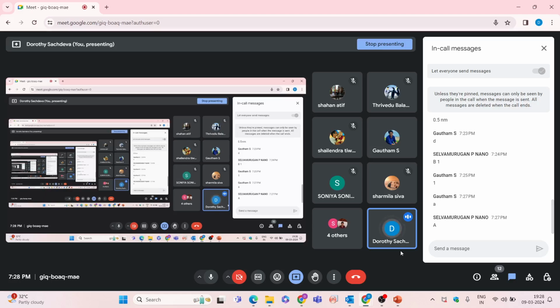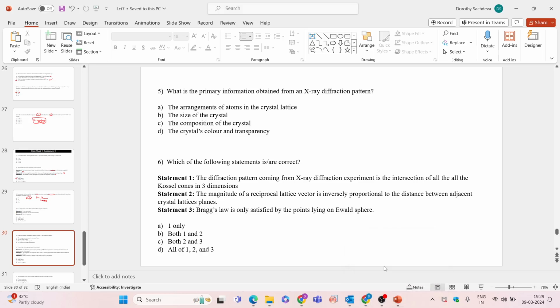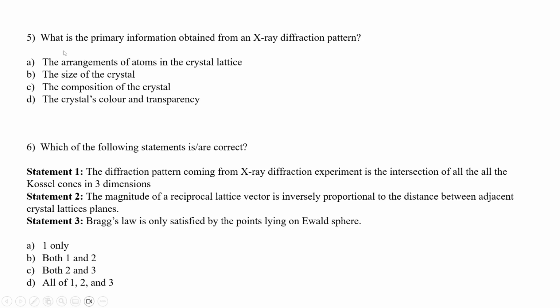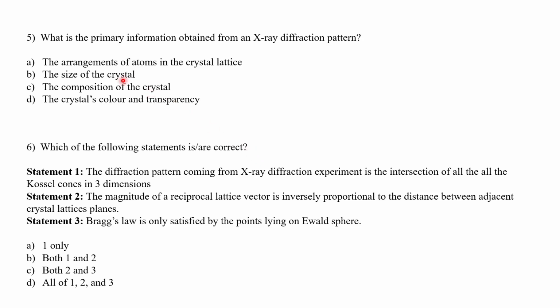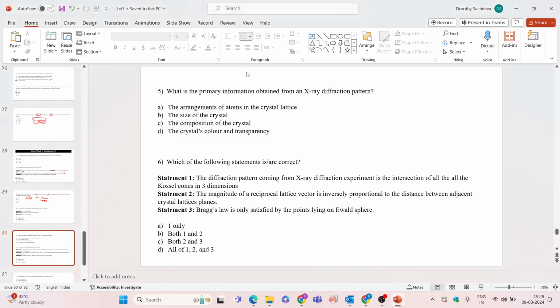People say option A. Shailendra says option C. Why option C? They are asking about the primary information. The primary information is basically the arrangement of atoms in the crystal lattice. Option A is correct. The composition of the crystal structure you can get, but the primary information they are asking in the question will be the arrangement of atoms, which is given by your peak positions and everything. So in this case, option A should be the correct answer. Is this clear to you, Shailendra?